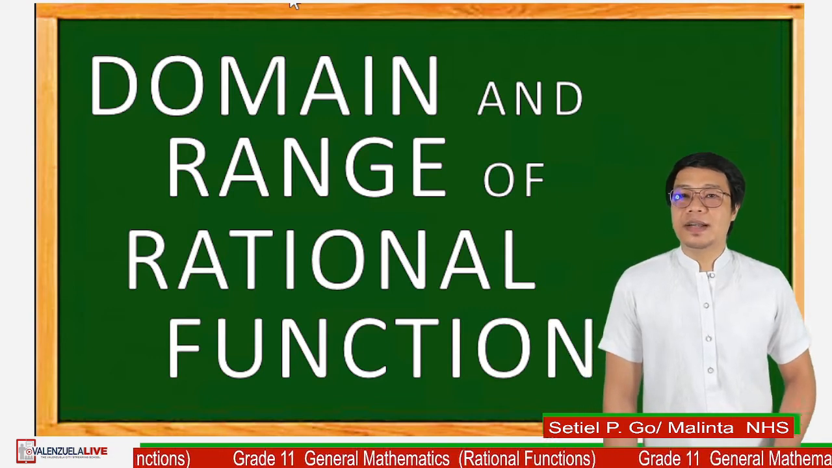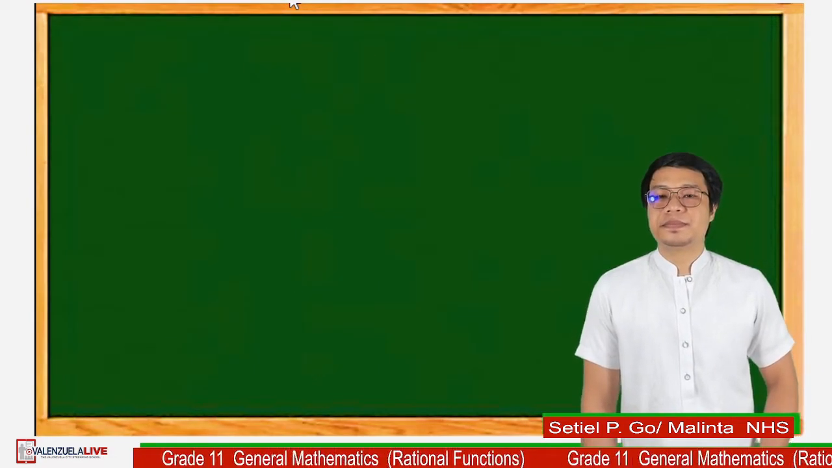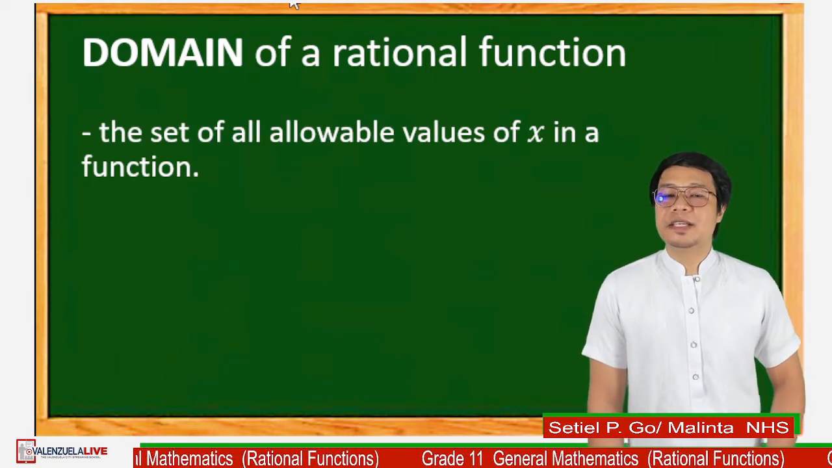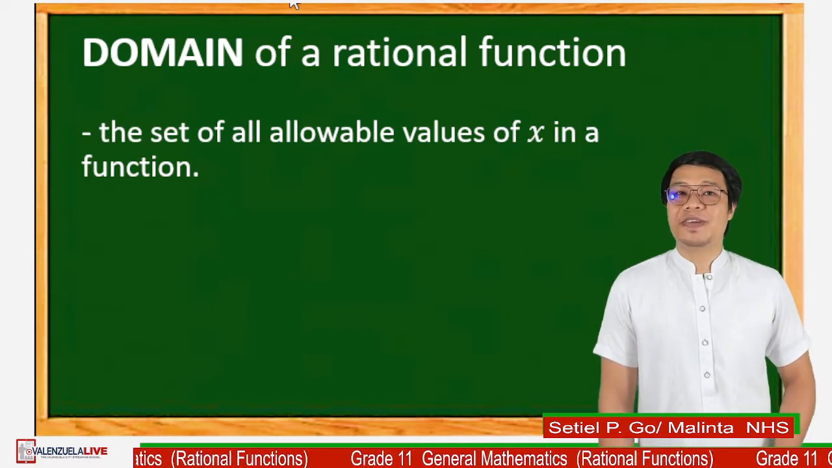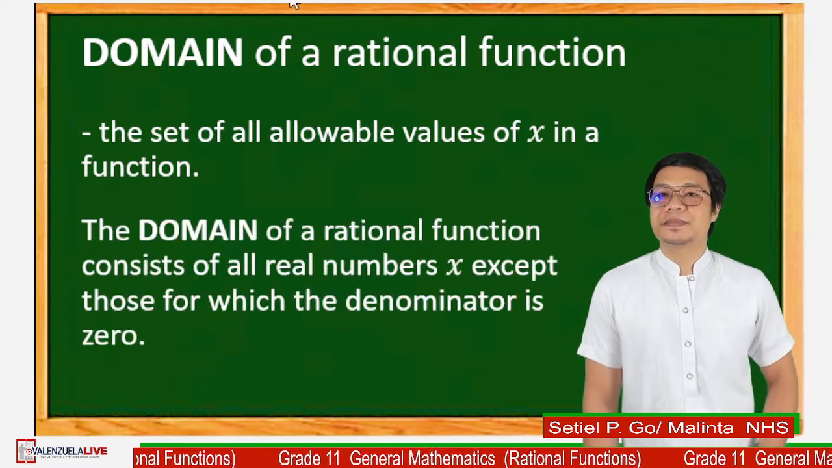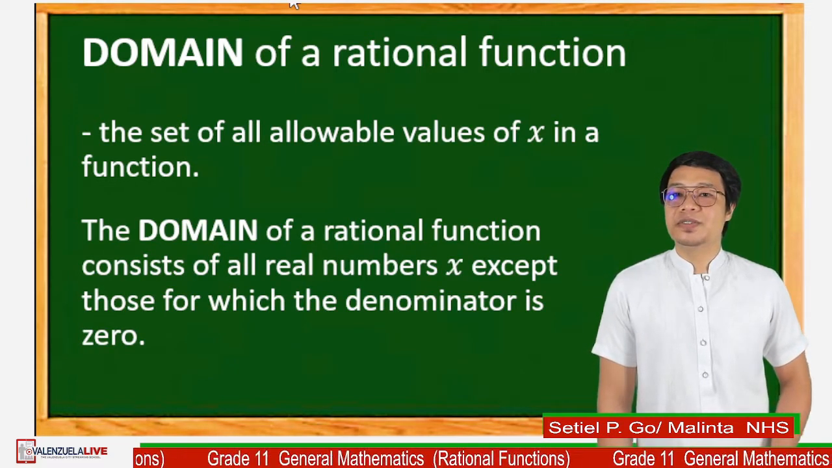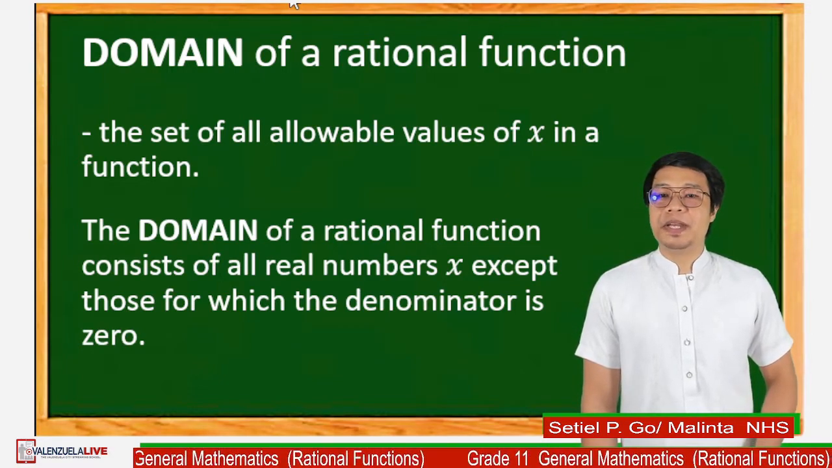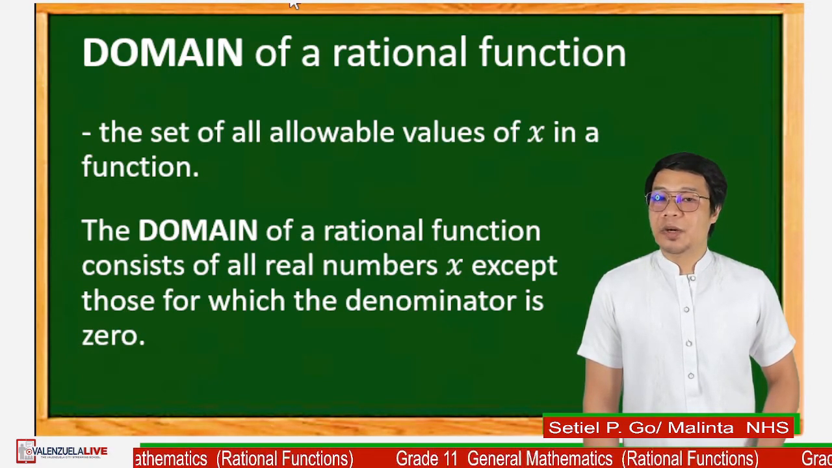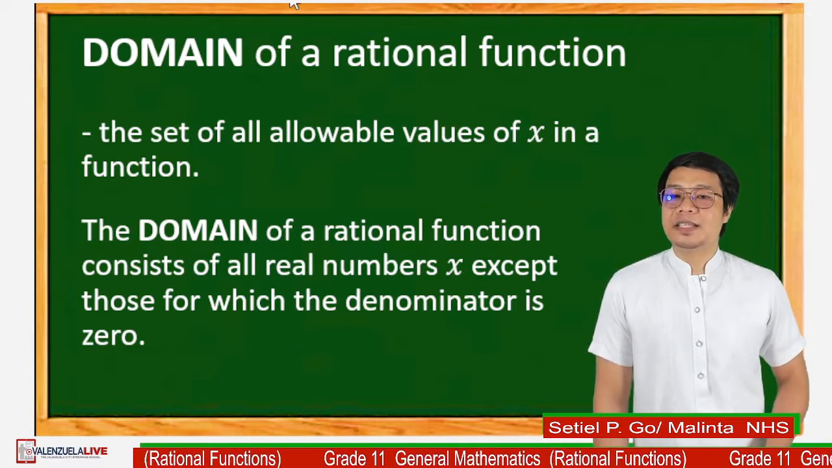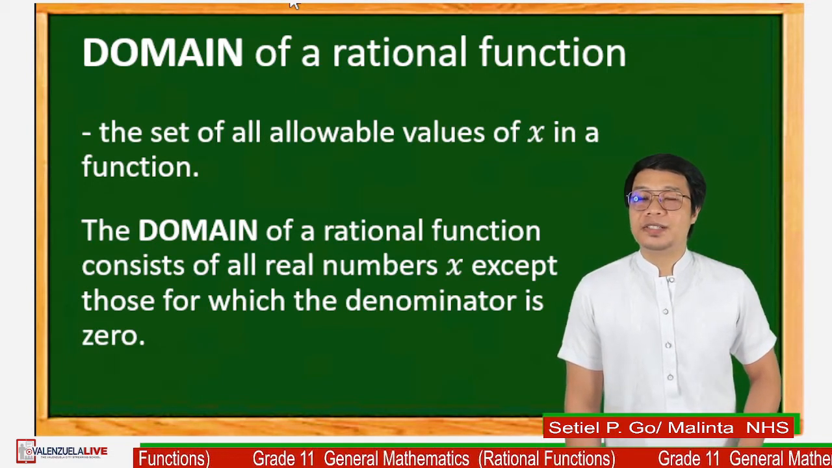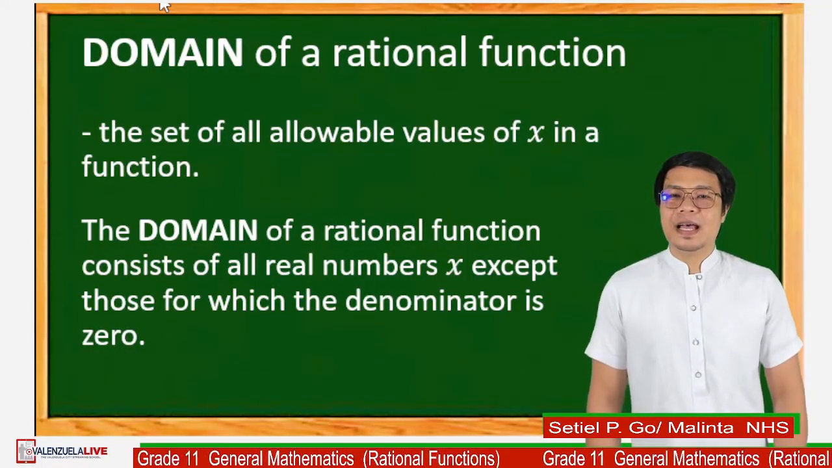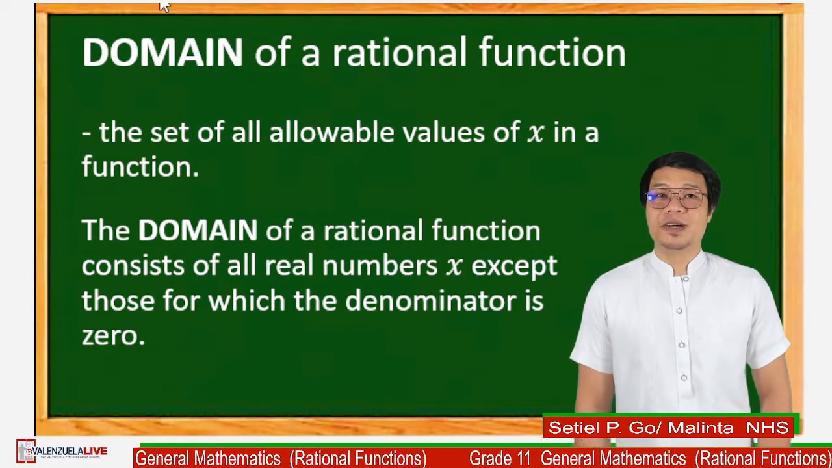Let's have the domain and range of a rational function. The domain of a rational function is the set of all allowable values of x in a function. It consists of all real numbers x except those for which the denominator is 0. The domain of a function f of x is the set of all values for which the function is defined. The question is, how can we find the domain of a rational function?